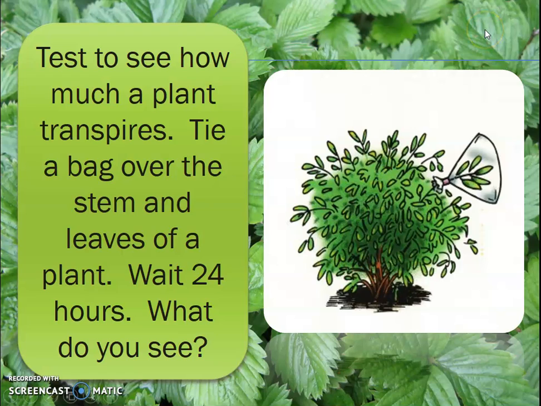If you want to see how much transpiration happens in a plant, just simply cover a leaf or a stem with a plastic bag, and secure it, and then wait 24 hours. You'll notice that a lot of water is released that way.